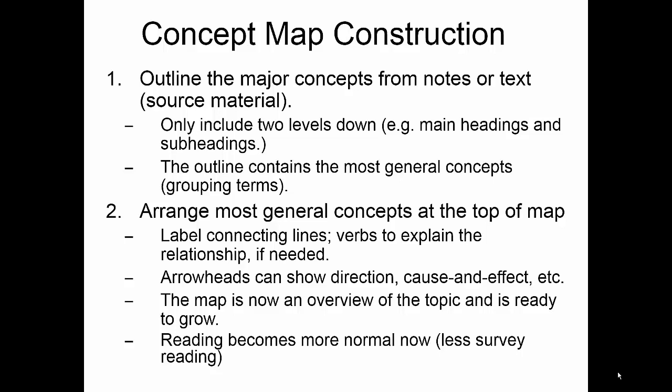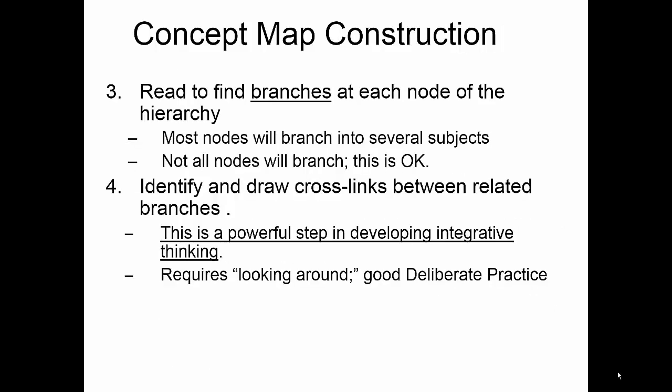Now let's look at step 3. As you gain experience, you will begin to find ways of subdividing each topic by branching. This should feel more like your normal reading, except that now you are actively looking for what goes next in your map. The answer to the question, what goes next, is that it should be grouping terms. Grouping terms go next in your map.